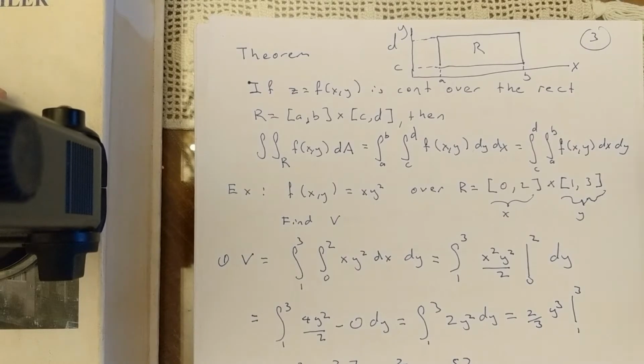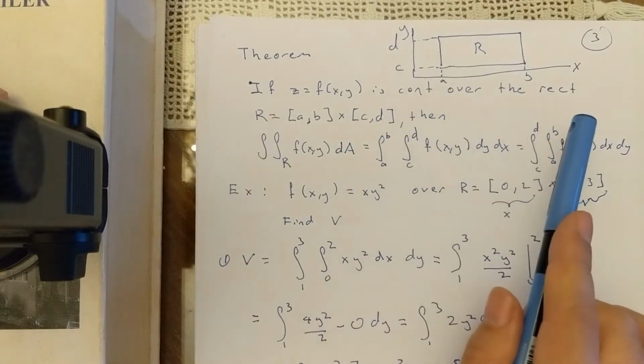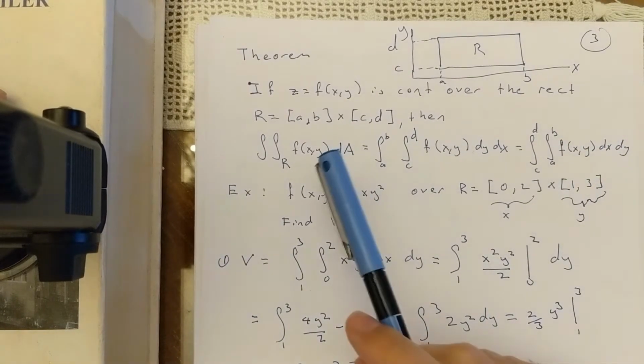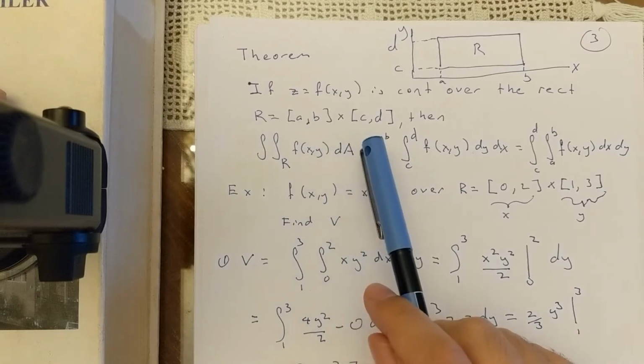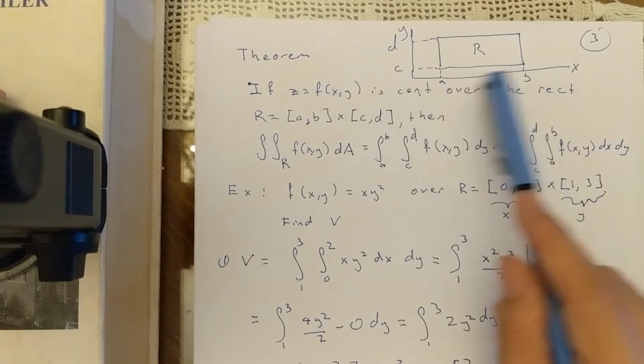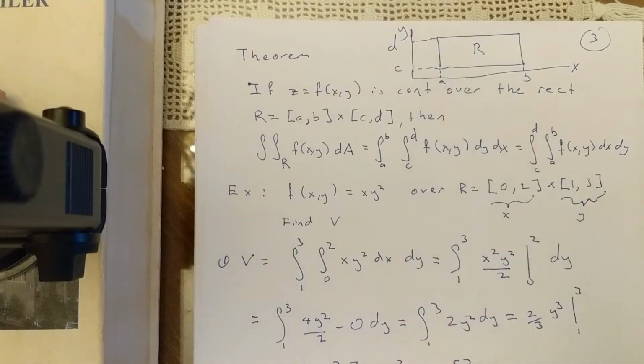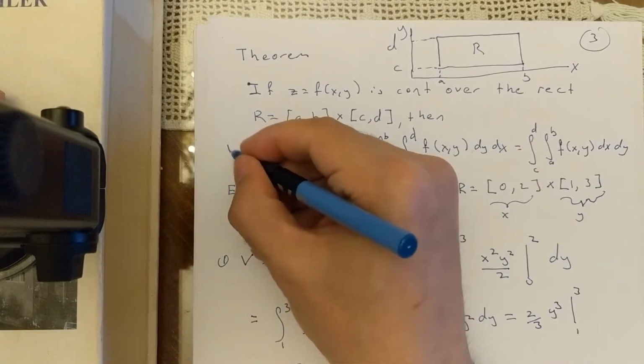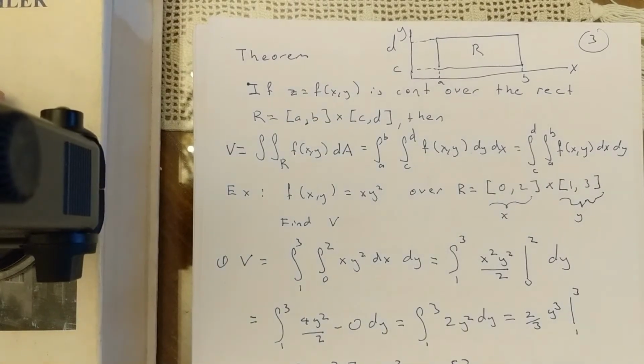Our next theorem says, well, it's not so bad if your function is continuous over this rectangle. So right now we're only doing rectangles. And let's say the rectangle is [a,b] cross [c,d]. So x is from a to b, y is from c to d. Then this volume, okay, this volume was equal to this.